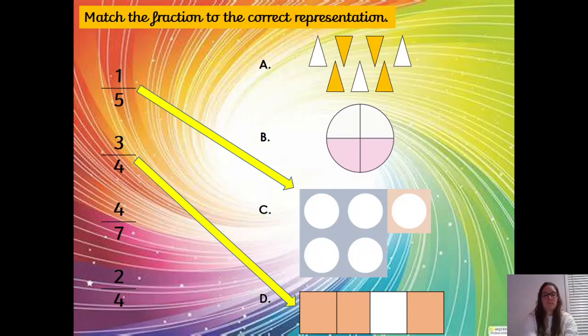4/7 then. So this time we need to look for something with 7 at the bottom, our denominator, so we've got 7 parts in our whole. Now we know it's not this one. So 1, 2, 3, 4, 5, 6, 7. There are 7 parts. And 4 of them are shaded yellow. So we have got our 4 equal parts.